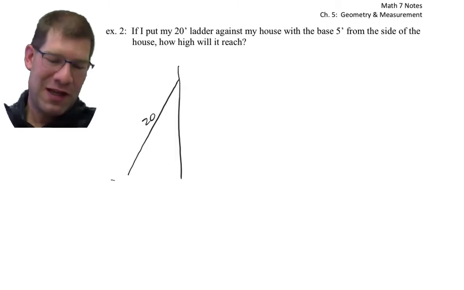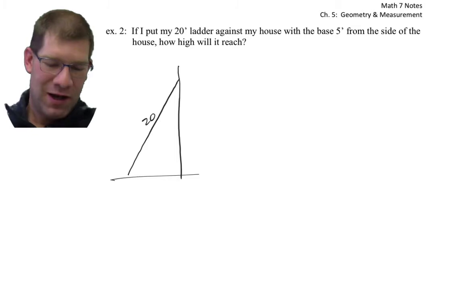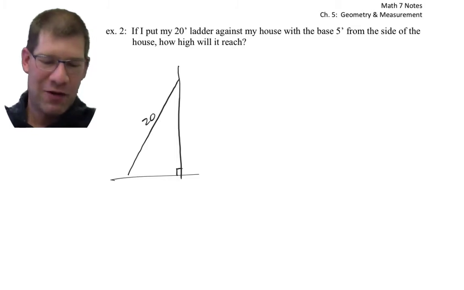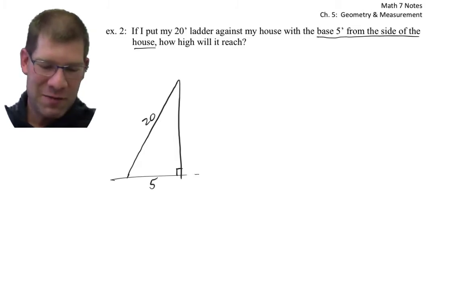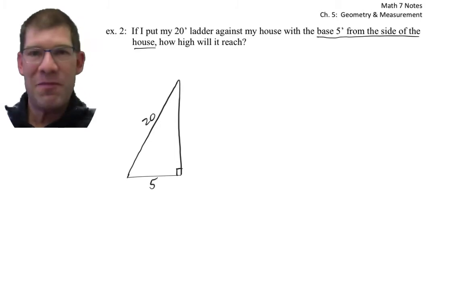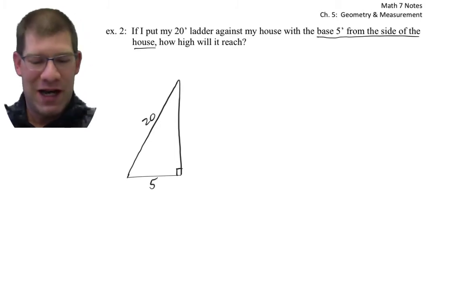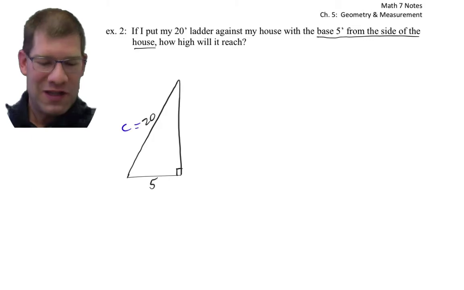So I'm going to say that's the side of my house. There's my ladder kind of leaning up against it. That's a right angle right there. And the base is 5 feet from the side of the house. So in other words, that's going to be 5 right there. So I have my right triangle. If you wanted to, you could go through and kind of erase some of that to make it look a little bit more triangular. And now you'll notice, if we go through and label things up, I always start with C, because that's the one you have to make sure is the hypotenuse. So C has to be 20.